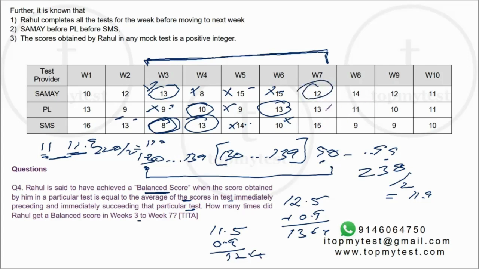Right. 12 and 15. Can it result in 13? 12 and 15 is 27. Divided by 2 is 12.5. Again, add a 0.9. 13.4 possible. This is also possible. Right.